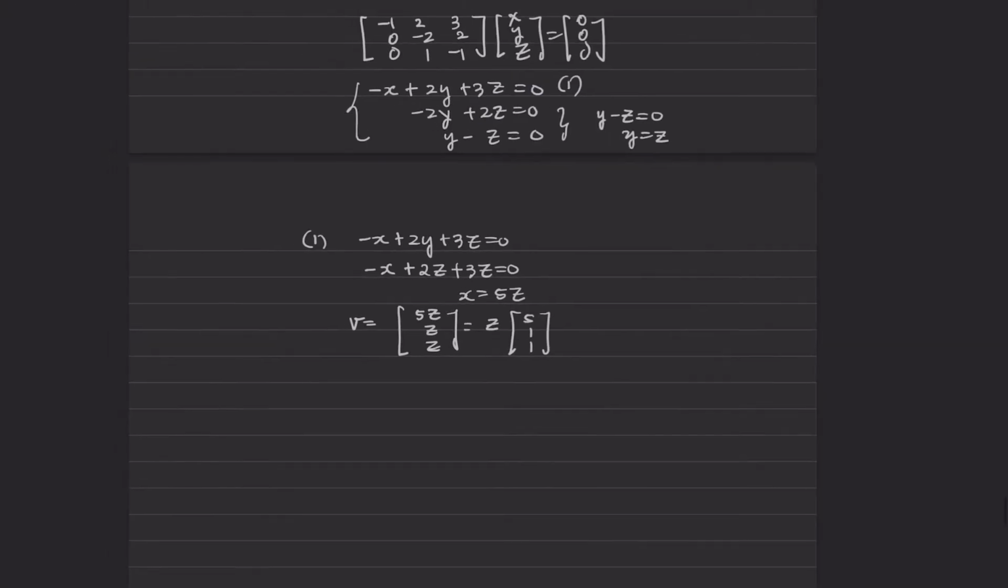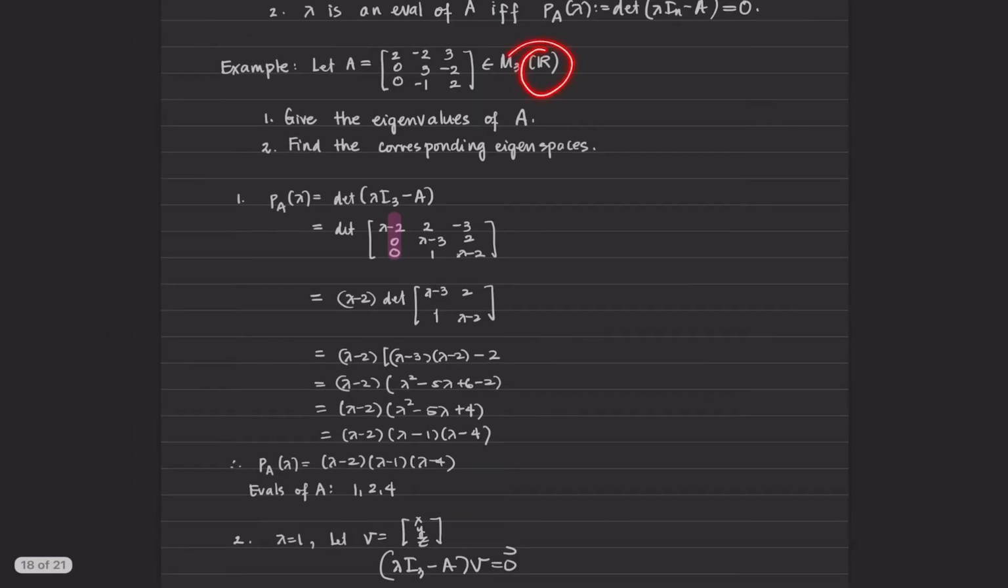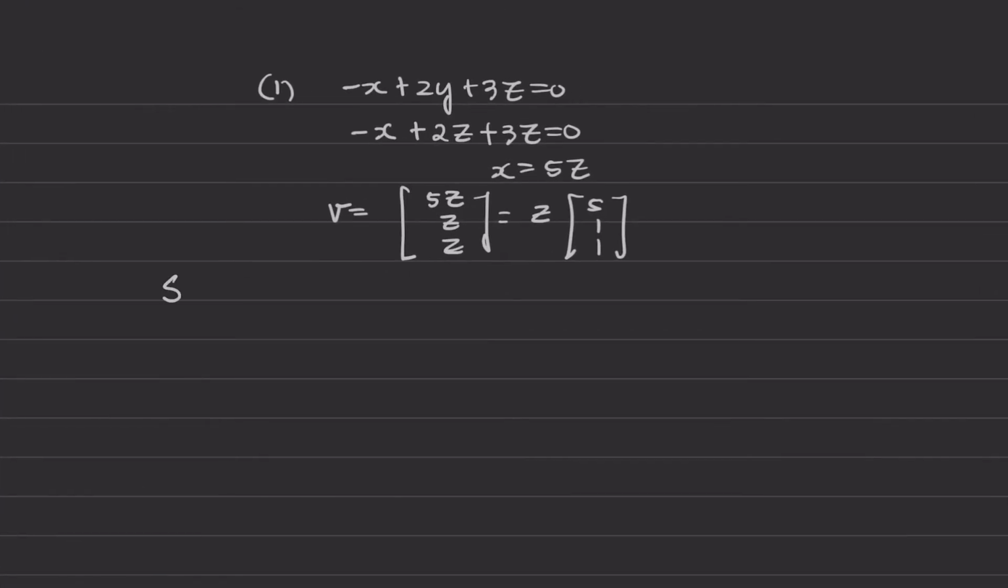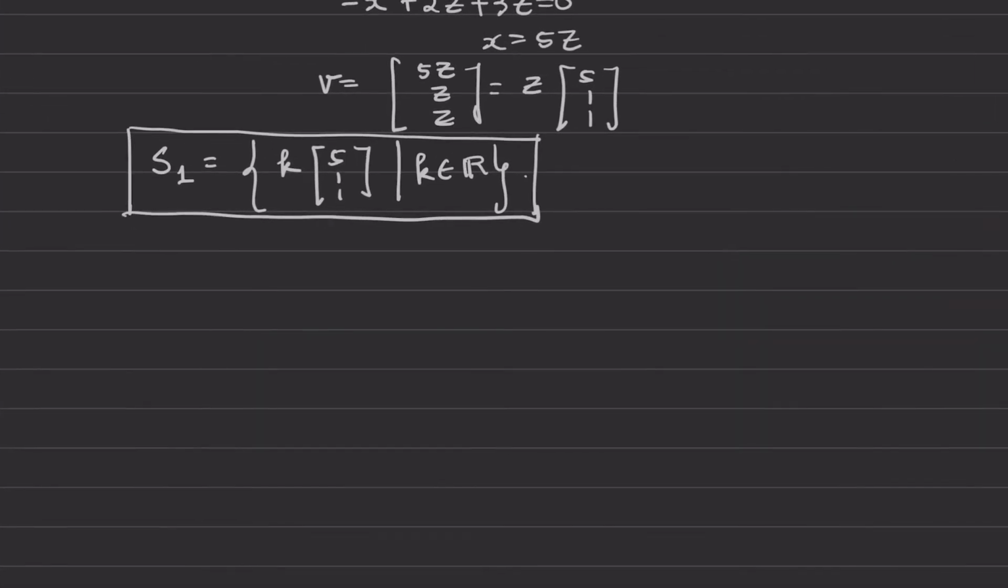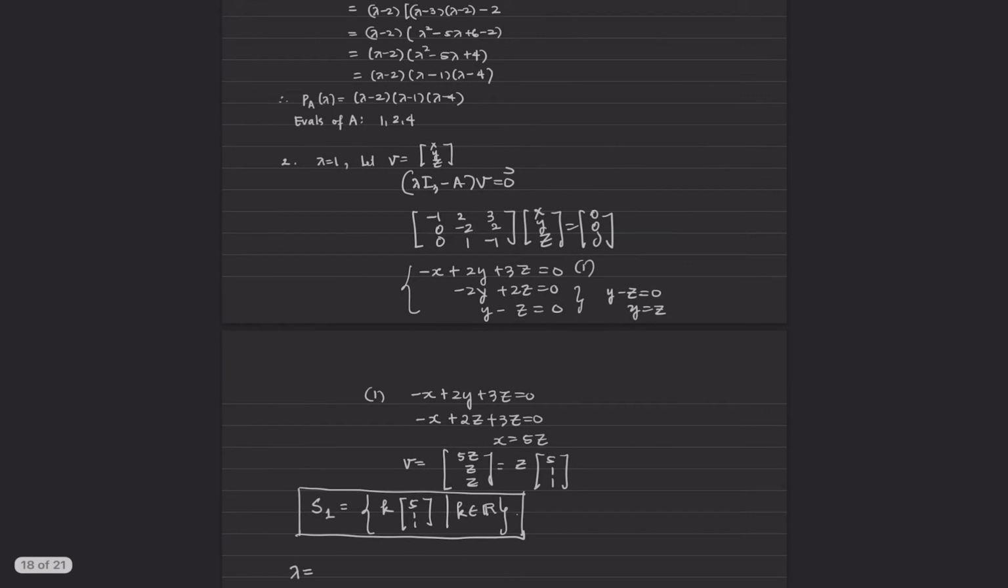Okay, so real matrix lang naman ang kino-consider natin for this example. Okay. So, ibig sabihin, yung S1, yung eigenspace ng eigenvalue natin, 1, is K times 5, 1, 1, where K is a real number. So, yan yung sagot for S1. Okay, doon naman tayo sa lambda equal to, ano yung eigenvalue natin? Eigenvalue 2.